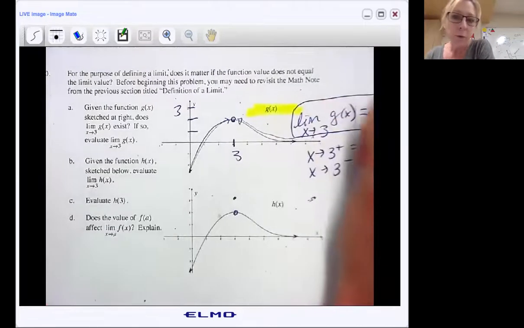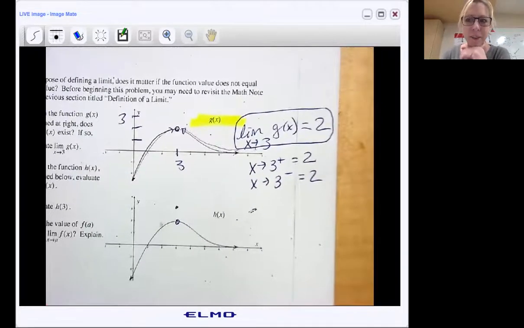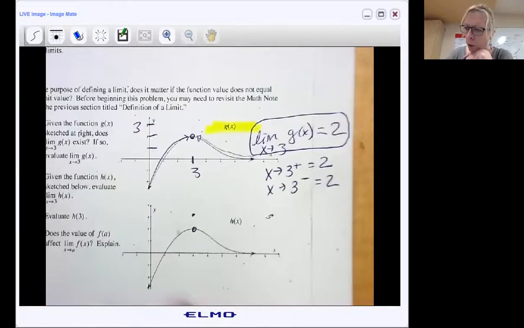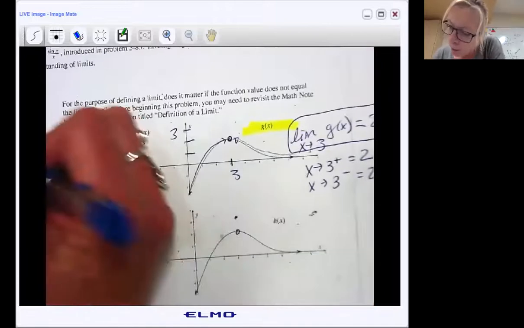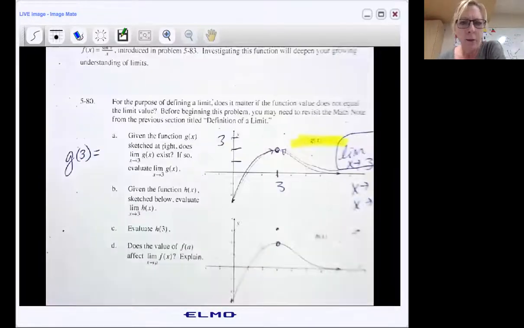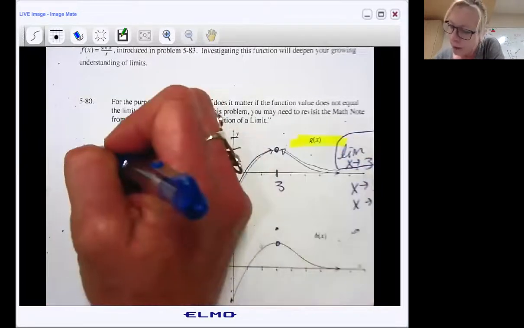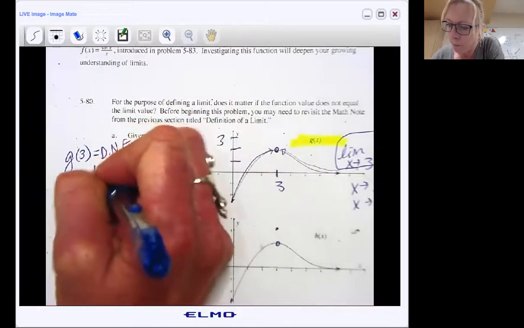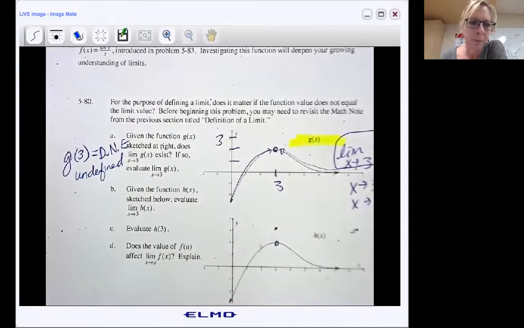If you got that wrong, I would go ahead and ask me to reset this Edpuzzle because now you could definitely get it right. Before we move on to part B, let's evaluate the function value. Does g of 3 exist? Since I have an open circle here and no solid points, I have to say that it does not exist, or you can say undefined. We have a hole in the graph at 3.